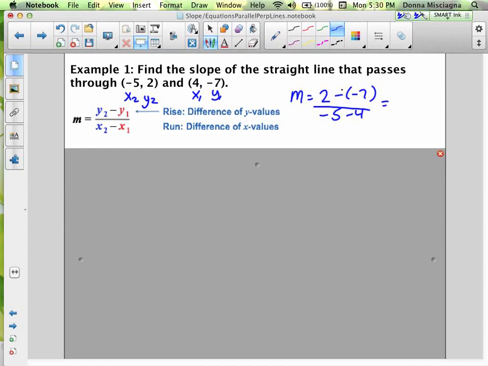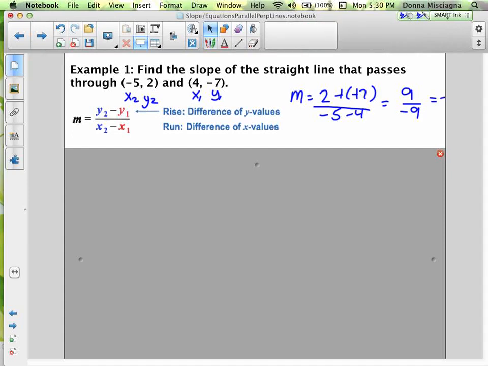2 minus a -7, okay? I could simplify those double negatives. If I'm subtracting something negative, I'm adding. So that would be 2 plus 7, which is going to be 9. And -5 minus 4 is going to be -9. 9 divided by -9 reduces, that's -1.